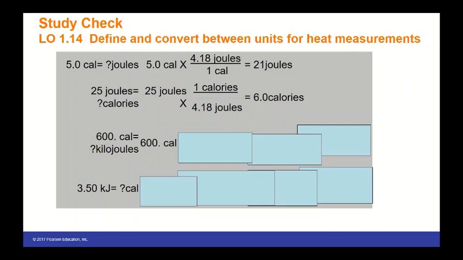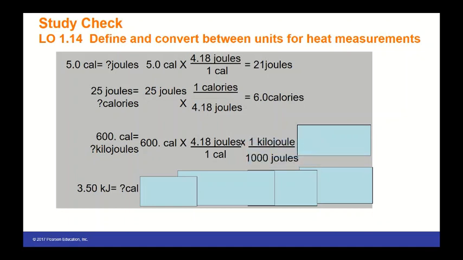How many kilojoules are in 600 calories? Well, we set our conversion so that joules are on top and calories on the bottom. We plug that into our calculator. Oops, I forgot, this is going to kilojoules. So we have to use an additional conversion to convert our joules to kilojoules. Notice that we put our kilojoules on top and joules on the bottom, and we end up with 2.51 kilojoules when we put this in our calculator.